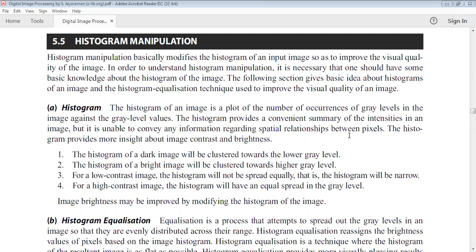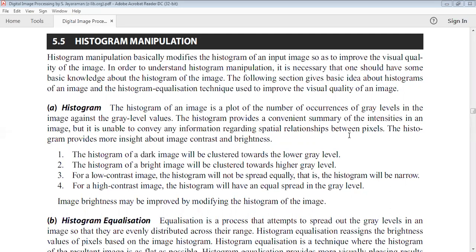So the next concept is histogram manipulation. The concept of histogram is a very easy concept and it can be applied in many applications, whether it is image enhancement, image compression, or image segmentation. Everywhere we are going to use this histogram concept.